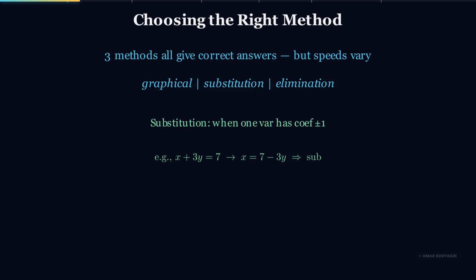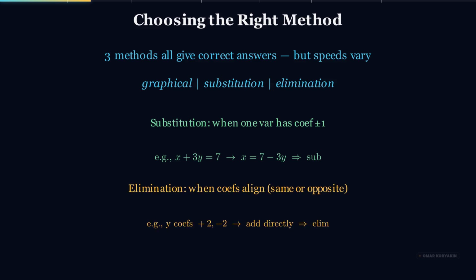Branch 1. Graphical method. Use when you need a visual understanding of the system, when the problem explicitly asks for a graph, or when an approximate solution is acceptable. The method gives intuition about the geometry of the lines and their intersection, but is limited in precision. Avoid for exact answer requirements when the solution involves non-integer coordinates.